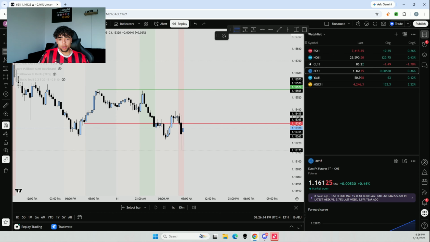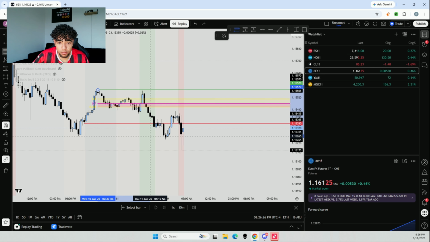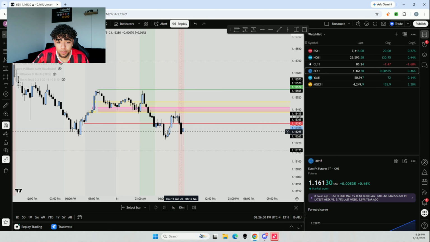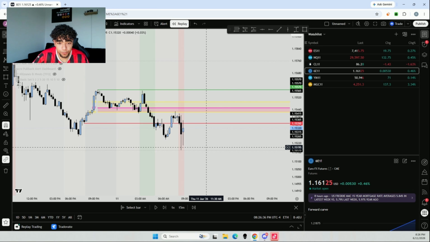So the next step is you're going to take your fib tool, and if you're looking for shorts, you're going to anchor it to the top of the ORB. If you're looking for longs, you're going to anchor it to the bottom. And so we're going to anchor it to the top to the breakout. Mind you, the breakout most of the time needs to be in these zones. So like this, I'm not considering, but then this right here, I am.